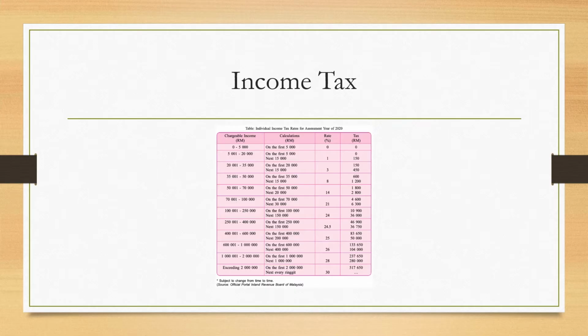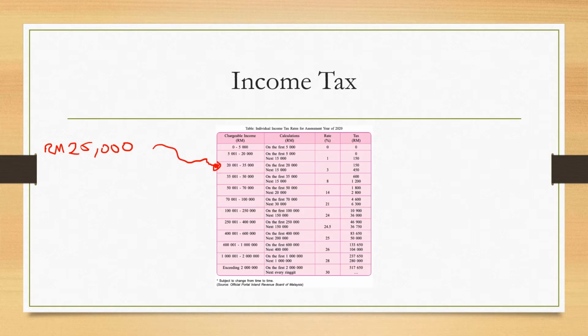Alright, let's say your chargeable income is equal to, let's say, 25,000 ringgit. In that scenario, your 25,000 ringgit should be over here. There you go. So you look at this range. Since your chargeable income is within this range, you're going to do your calculation based on these particular figures here. Now, how do we do the calculation? Alright, let's move on.